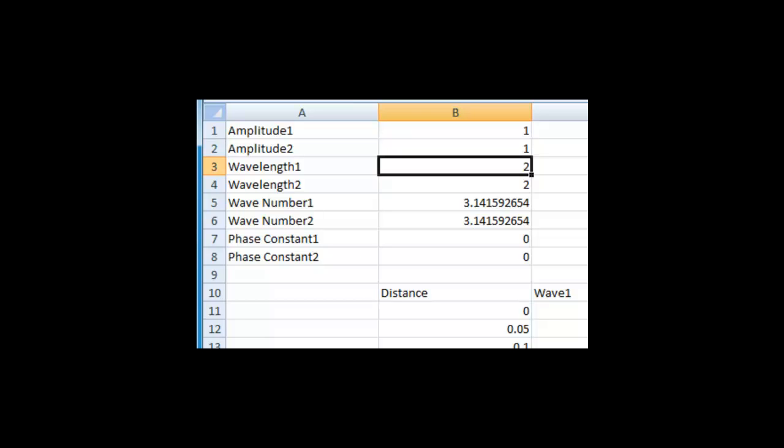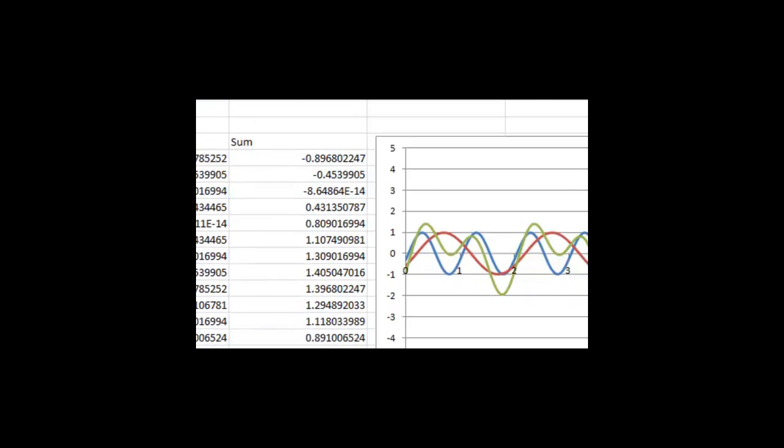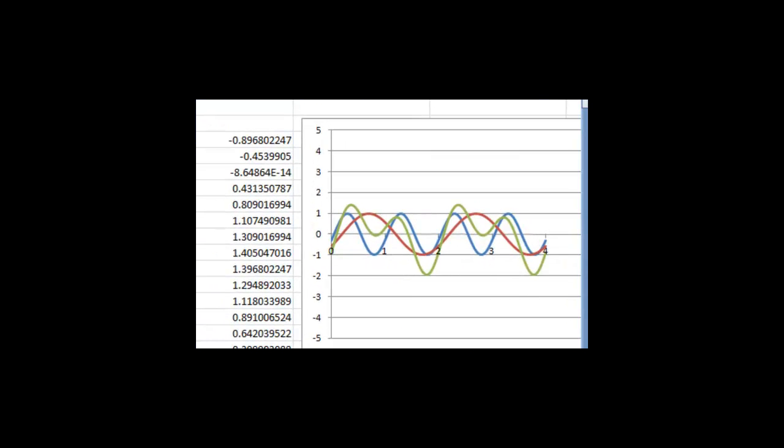First, change the wavelength of wave 1 to 1 and observe what happens. Now, wave 1 has twice as many peaks and troughs as wave 2. Can you predict what will happen as we increment the time? Let's try to line up the two waves as we did before when we observed constructive interference.